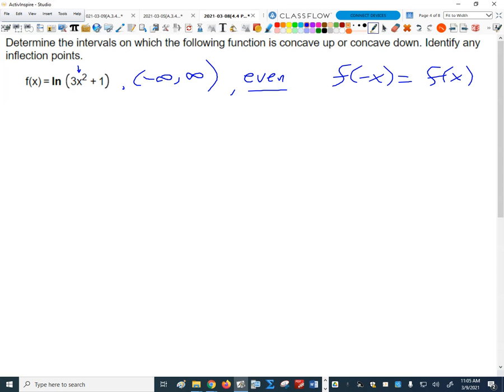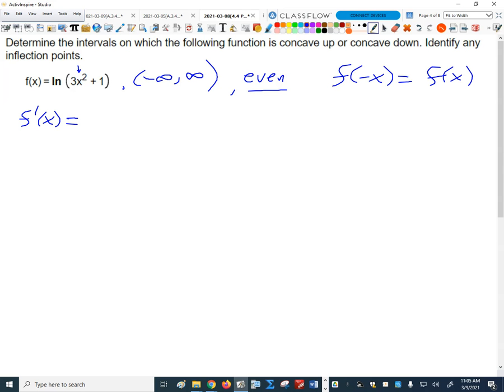So we have to differentiate. What's my derivative going to be here? This is a chain rule, isn't it? I've got the log of a function. The derivative of log u, we'll just call it u. Derivative of log u is what? You have to remember that one. That's u prime over u, right?